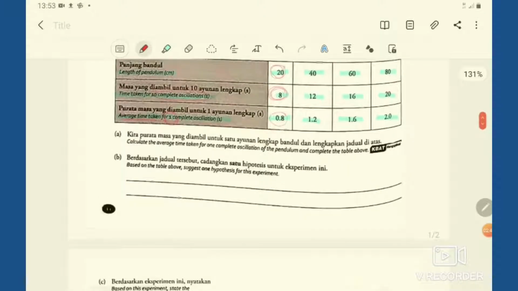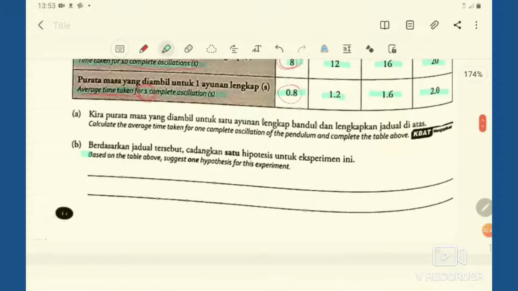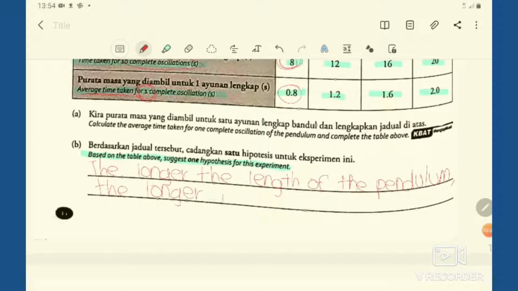Okay, based on the table above, suggest one hypothesis. Hypothesis: the longer the length of the pendulum, the longer its period of oscillations.